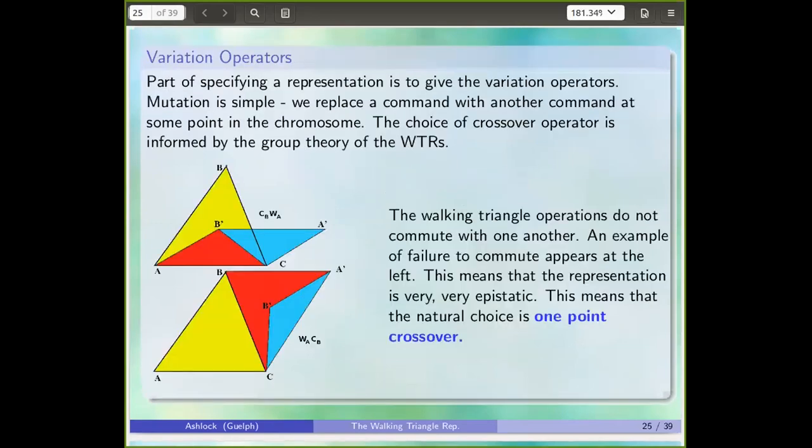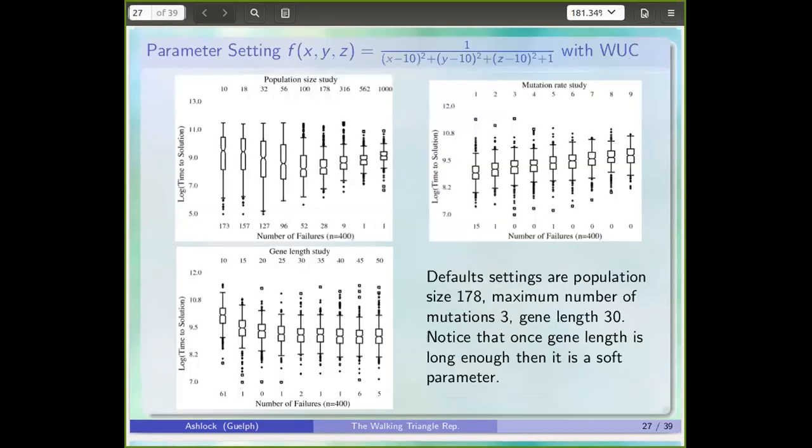Now, we then picked the three-dimensional version with the hill displaced 10 and looked at the walk and uncenter center. Then we tried a bunch of different population sizes and tabulated both the log of time to solution and the number of failures. And there, it turns out that if you have a larger population, it works better. Failures go down, time to solution gets better, but time to solution starts to go up when you get the failures to be down near zero.